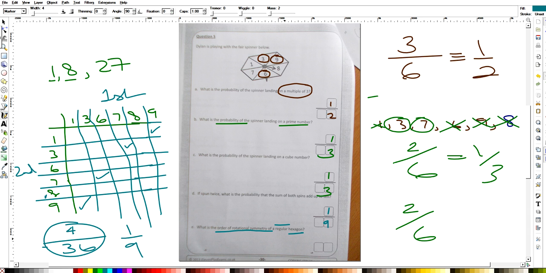What is the order of rotational symmetry of a regular hexagon? The word regular means all the lengths are the same and all the angles are the same. Hexagon, 6 sides, so that will have 6. And that's the end of the test paper, folks.